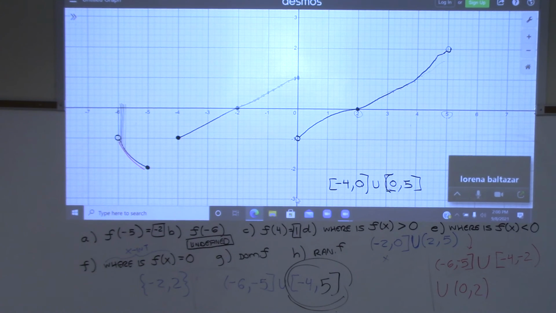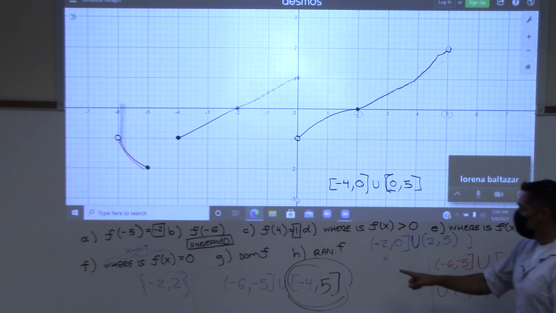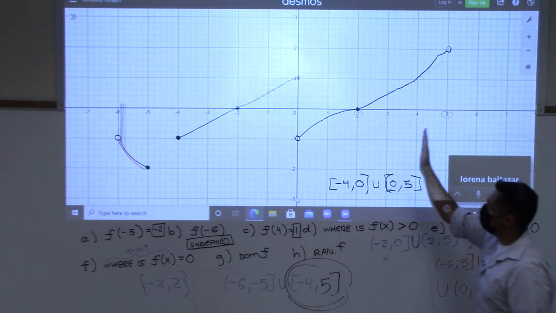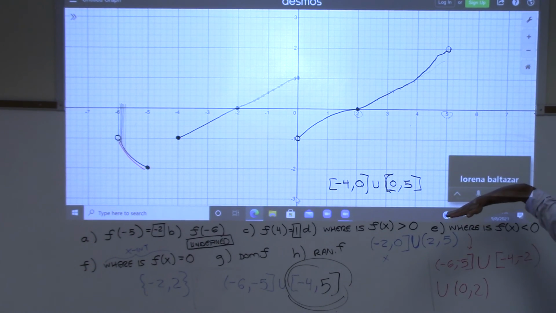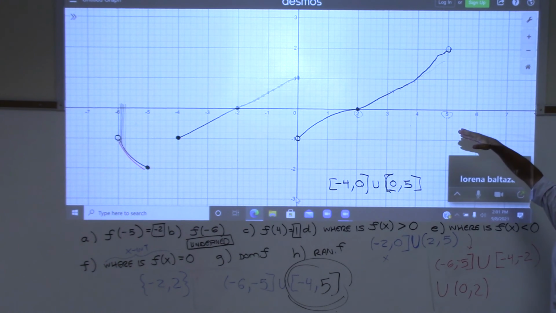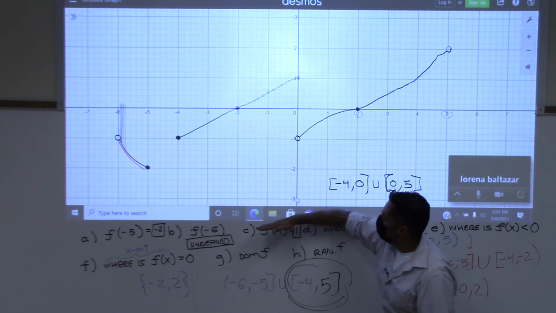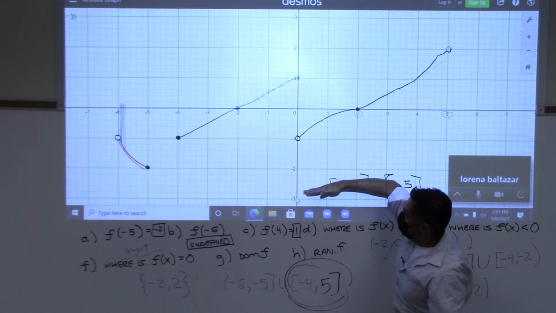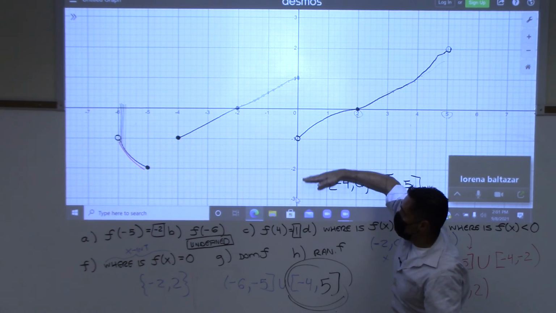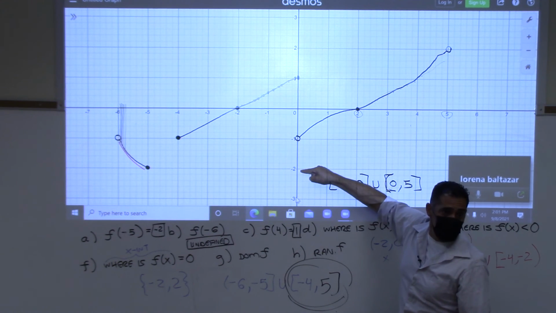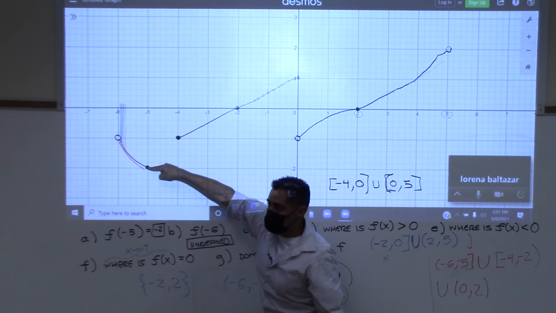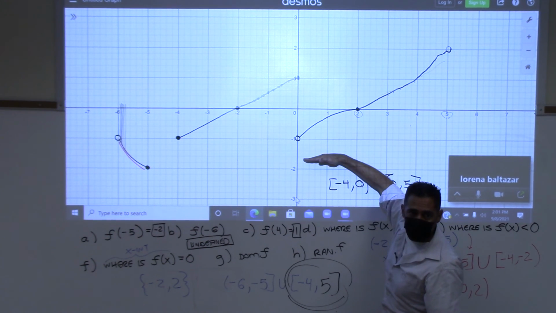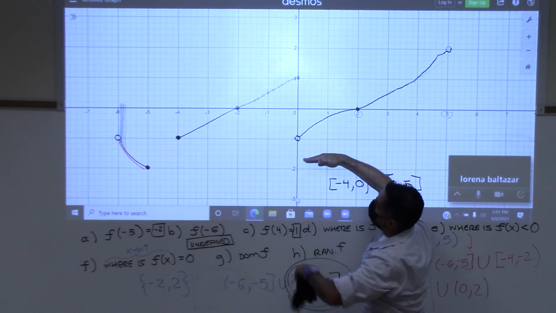Let's think about range. Domain was everything: we start here and move across. Range is the same idea, but starting from the bottom and moving up. If I start down here and look left and right, when do I start hitting things? At this y value of -2. That's where I hit. Do I actually have a point there? Yes, a solid dot. Am I still hitting? Yes, over there.